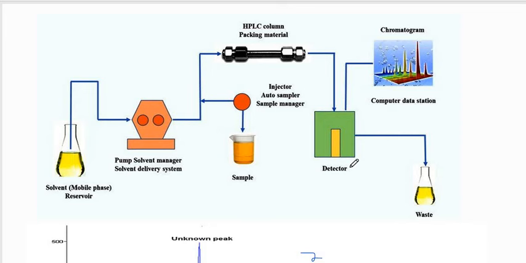In this video, we are going to explore the concept of high-performance liquid chromatography, the Van Deemter equation, and the factors that affect the column efficiency parameter.